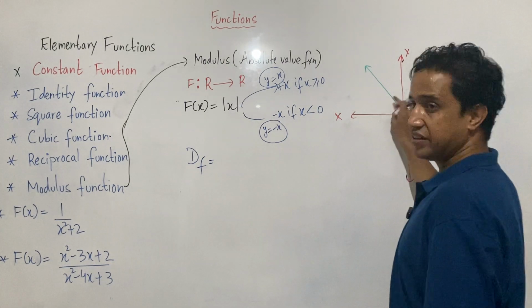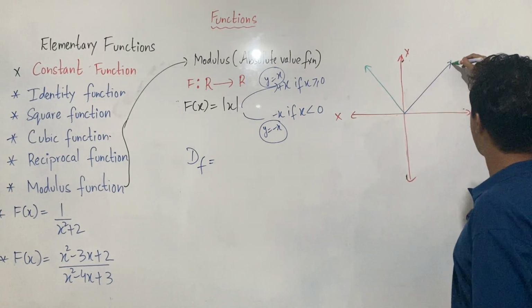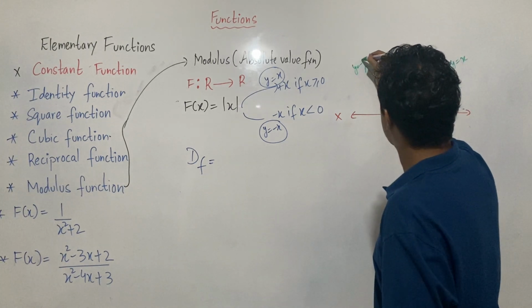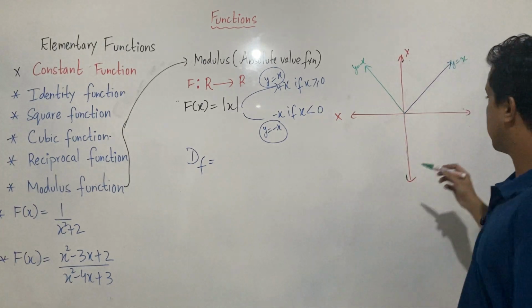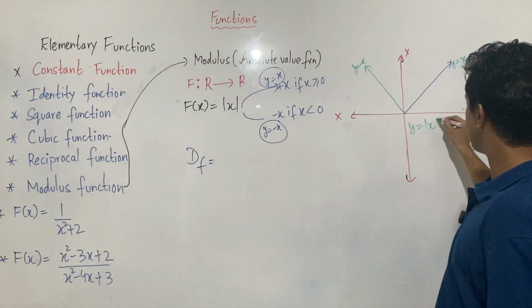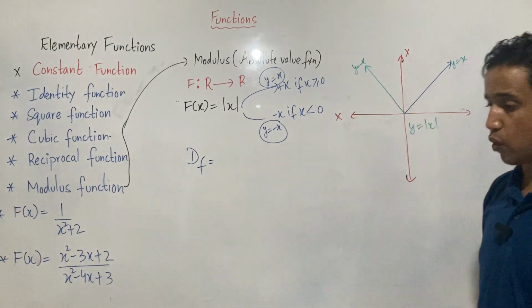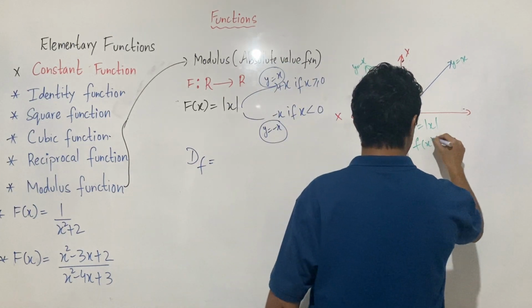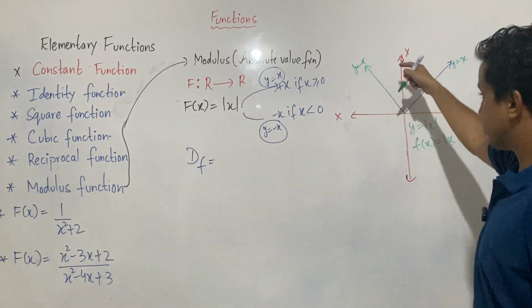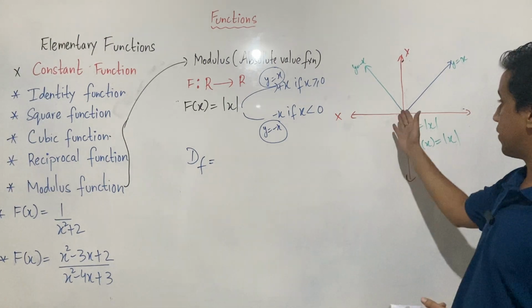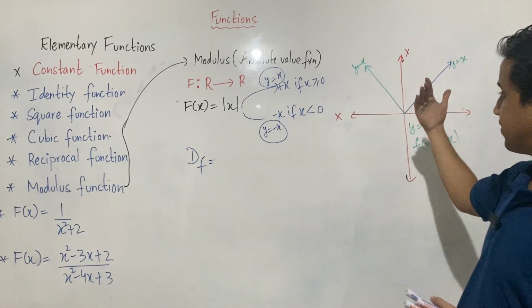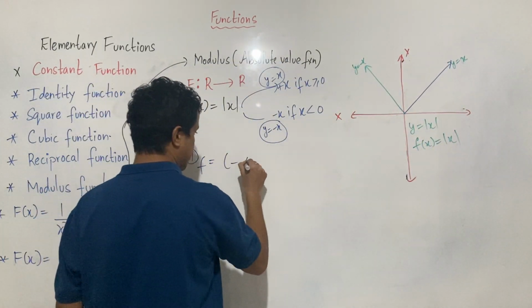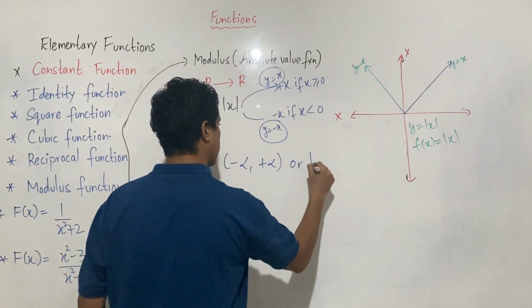So if you combine these two, this is y equal to x, this is y equal to minus x. If we combine both of them, we will get this curve for y equal to mod x. Now when you look at this y equal to mod x, or f(x) equal to mod x, you have positive values of y. And for x you have negative, positive, and the value 0. So it means that the domain is going to be minus infinity to plus infinity, or all real numbers.